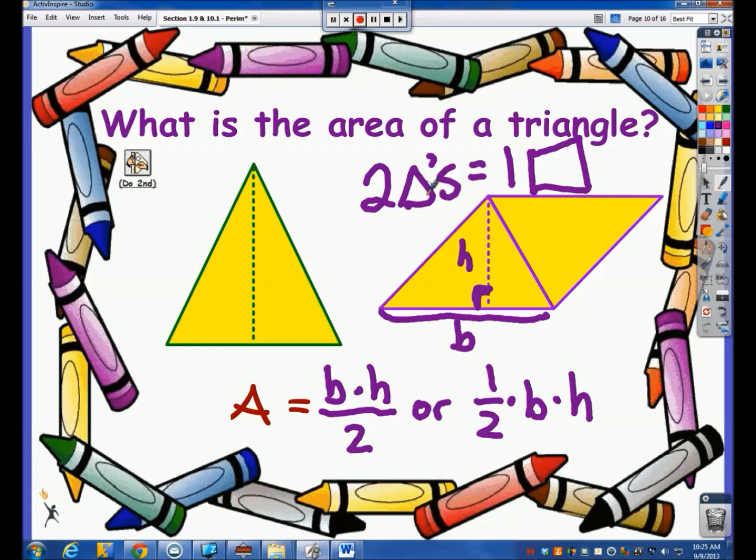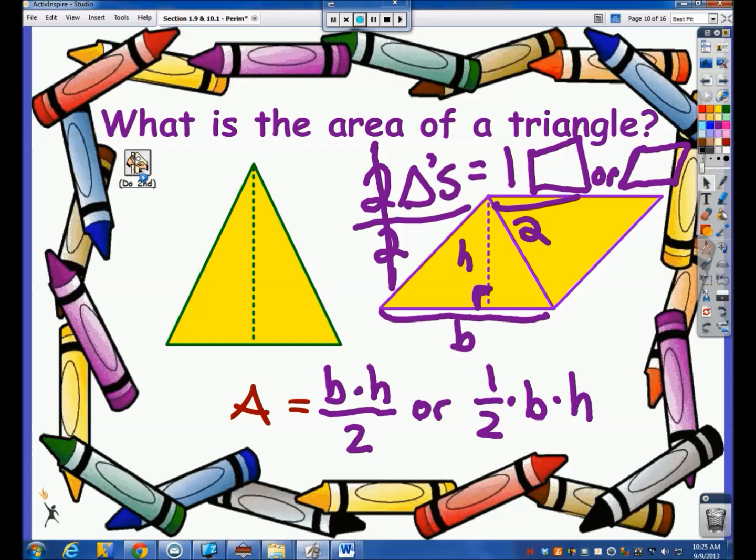So if I want to solve for a triangle, I could divide both sides by 2, and a triangle equals 1/2 of a rectangle, or, try to make that tilted a little bit more, a parallelogram. So we can kind of look at it algebraically as well.